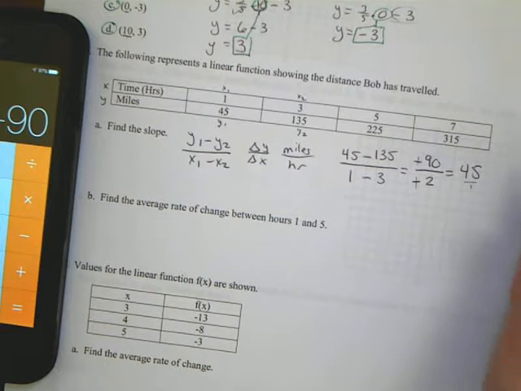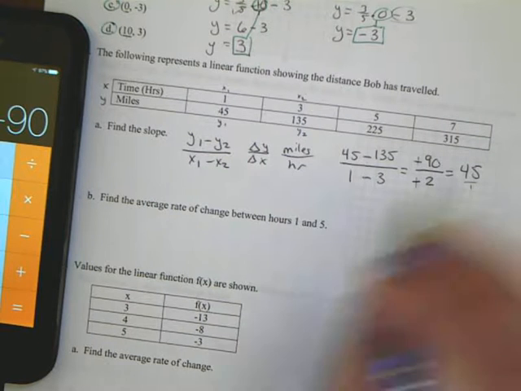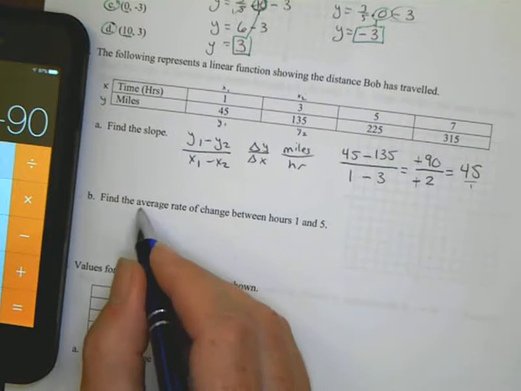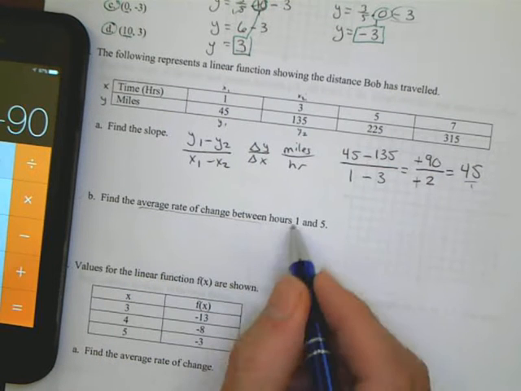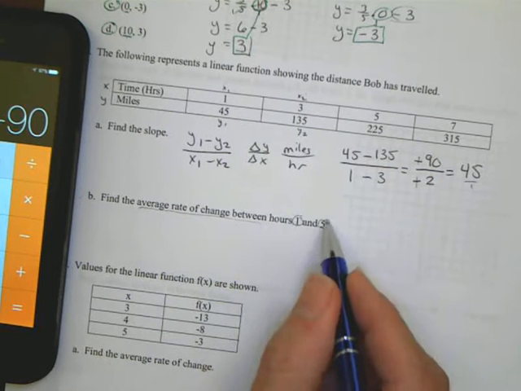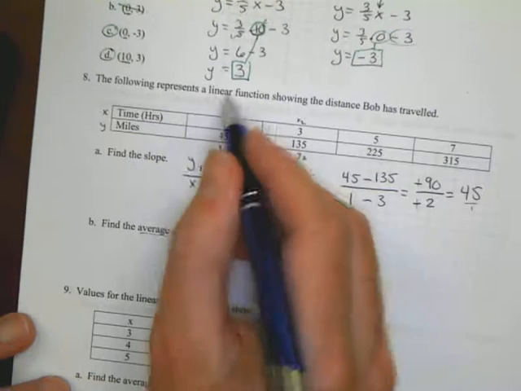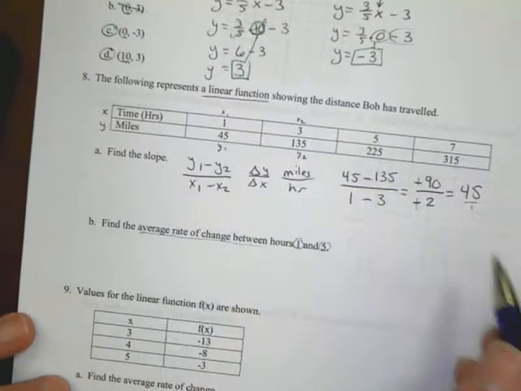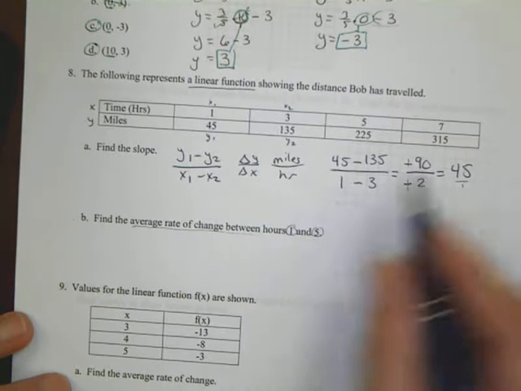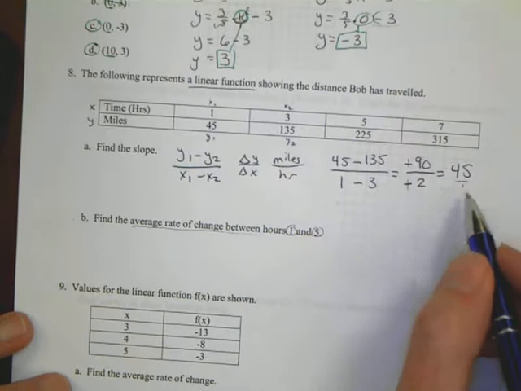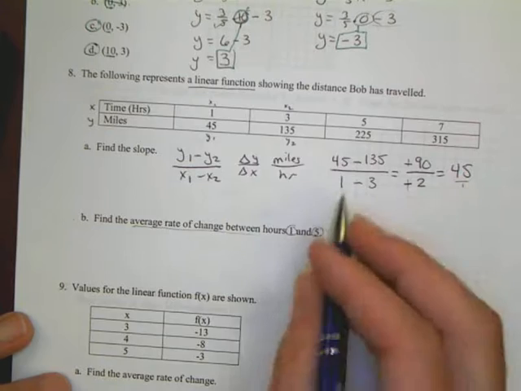So we're saying that in 1 hour, we go 45 miles. That's our slope. In part B, it wants to find the average rate of change between hours 1 and 5. If this truly is a linear function, then my rate of change won't vary. I should still end up with 45 over 1. All right. So let's go ahead and look at this then.